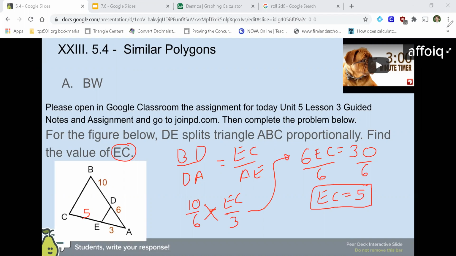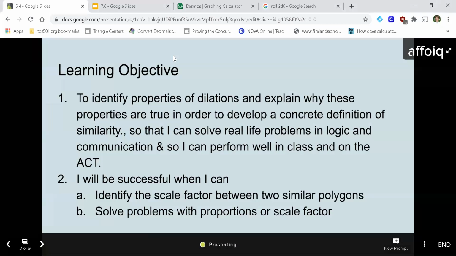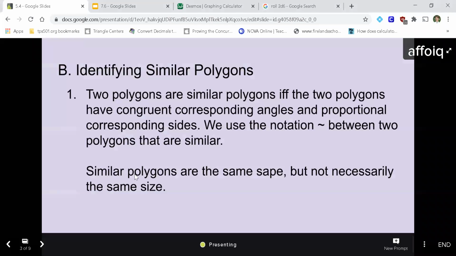Questions on this? All right. So what we're going to work on today should be another relatively short lecture using scale factors between two polygons and solving problems with proportions, or now with scale factor. Your choice now of methods you can use. So first, little definitions.